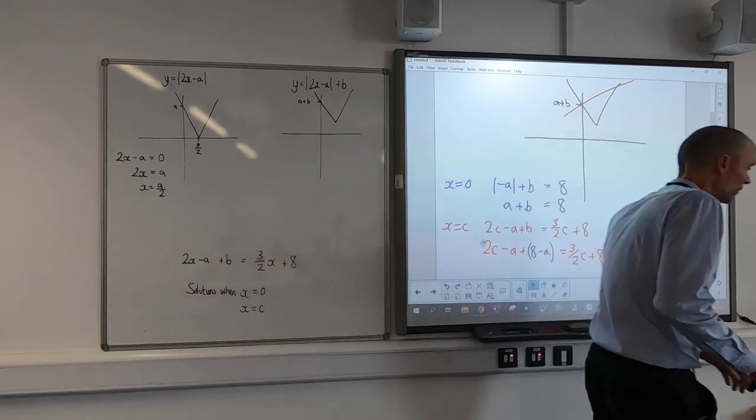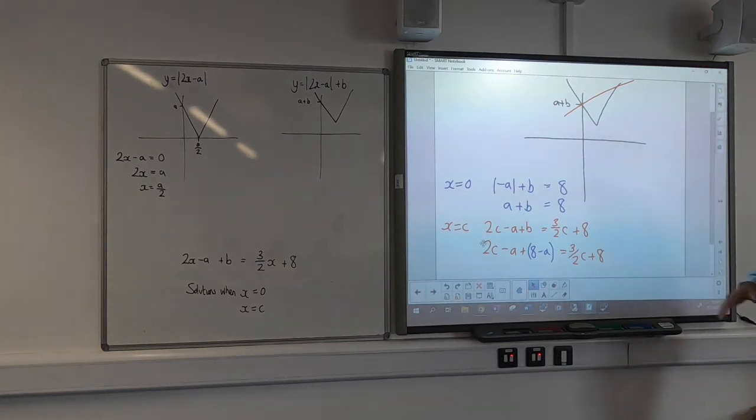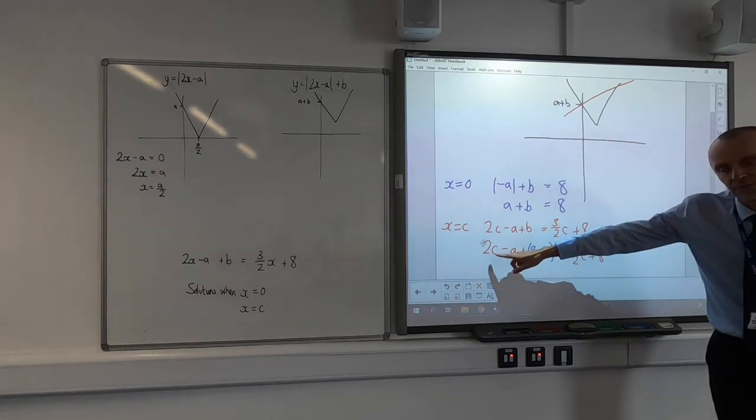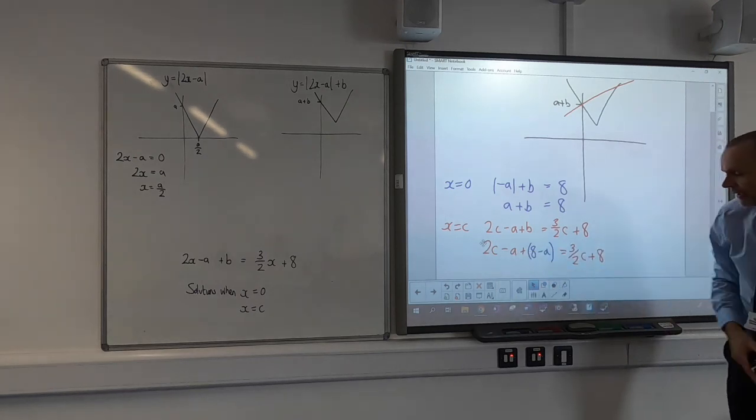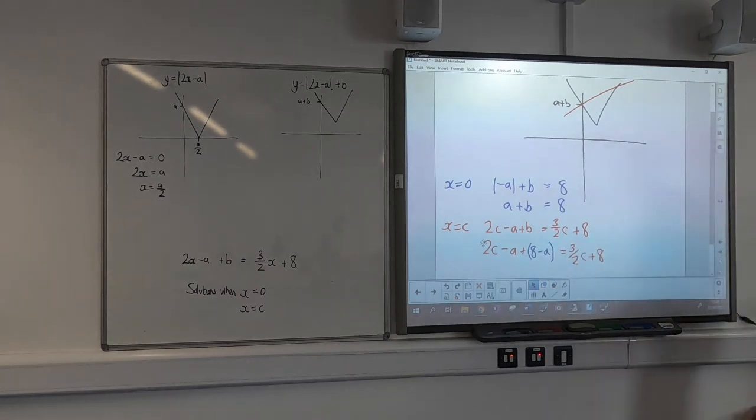Right, go on, you're on your own. See if you can sort all that out. I want it to say c equals something to do with a. This is 1.5 a's. I'm noticing I've got 1.5 c's. I've got 2 c's there. Go on, see what you get.